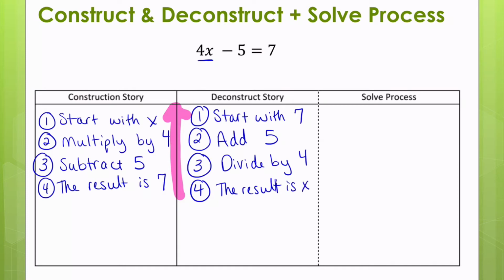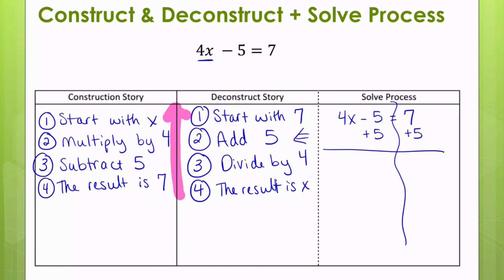So again, let's look at this next to our solve process. So we have 4x minus 5 equals 7. I'm going to start by adding 5. So I add 5 to both sides. Negative 5, positive 5 makes 0. I get 4x equals 12.